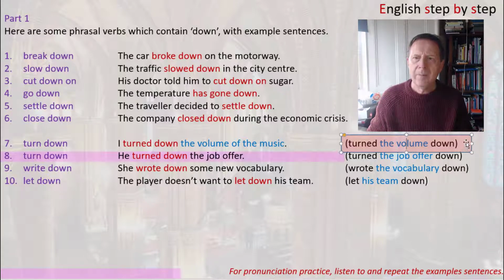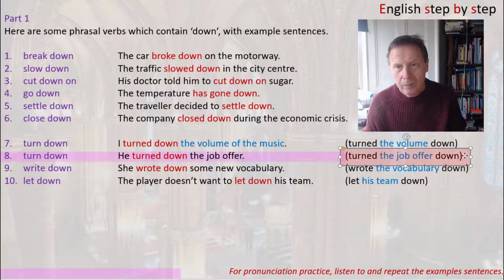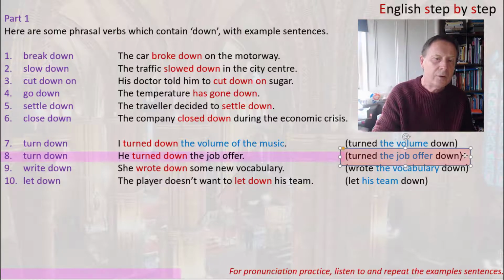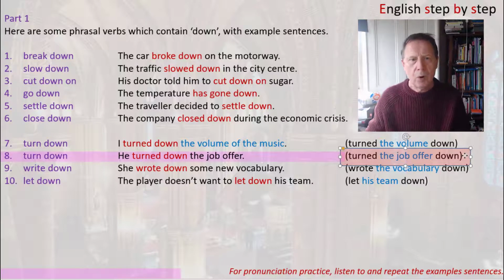In this example, we can also separate the two parts of the verb and make a sentence with turned the job offer down. So you can see he turned down the job offer, he turned the job offer down.